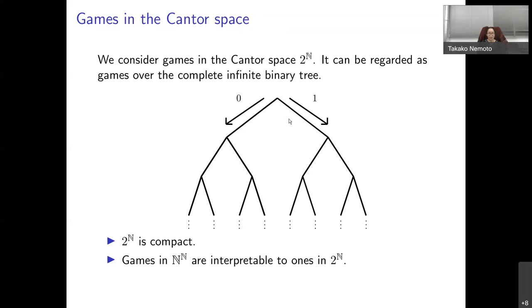the games in the Borel space, because the Cantor space has a nice property, that is, compact. And if we have enough complexity, all the games in the Baire space can be interpreted as ones in the Cantor space. That is also a nice thing. But when we are working in a very weak, very low complexity game, this interpretation does not hold. We will see it later.